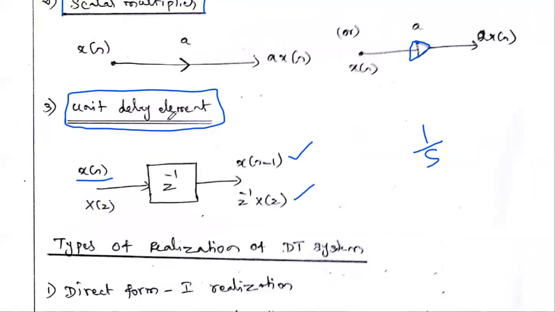Then the third element is the unit delay element. The unit delay element is represented by one square, one box. Within that box, we have to write Z inverse. These are the 3 elements used to represent the discrete time system.